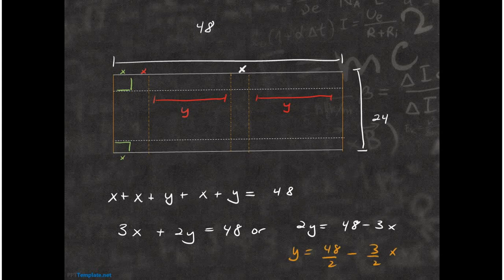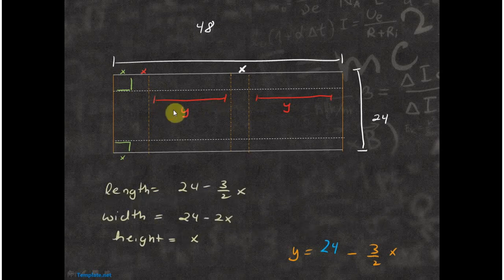And I can solve for y by dividing everything through by 2. So the 48 divided by 2 and the 3 divided by 2 isolates y. And 48 divided by 2 is 24. So now I have an expression for this length y. So I know what the length is. It's 24 minus 3 halves x, which I just did.